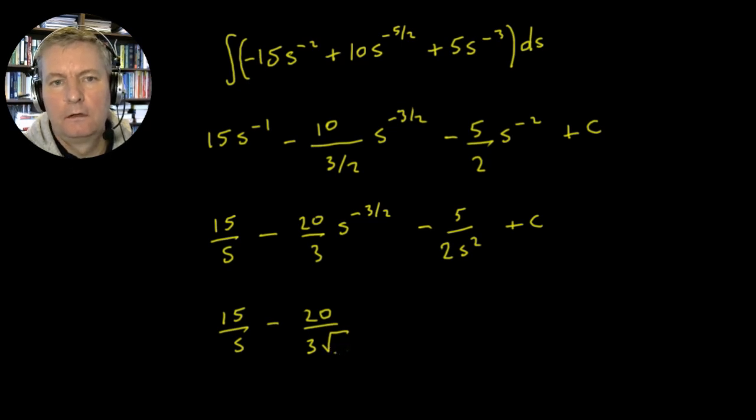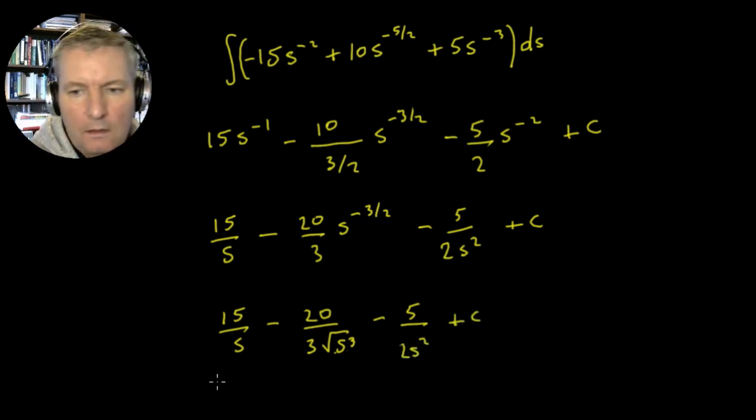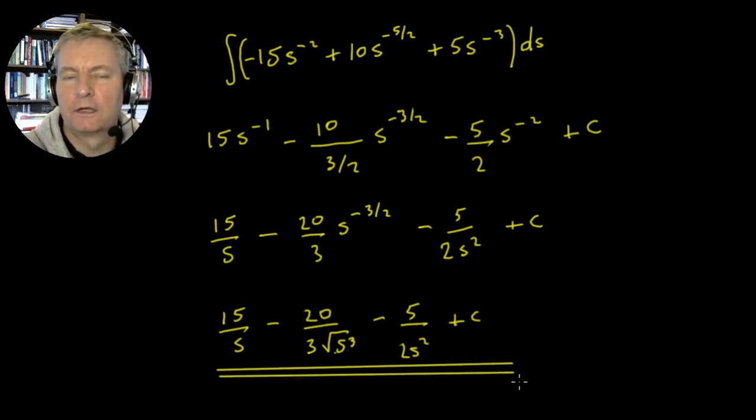Okay, so that will be s to the power of 3 minus 5 upon 2s squared plus c. So hopefully if you've worked that out, you should get the same answer as I have, assuming that I've done it correctly. So let's look at another one.